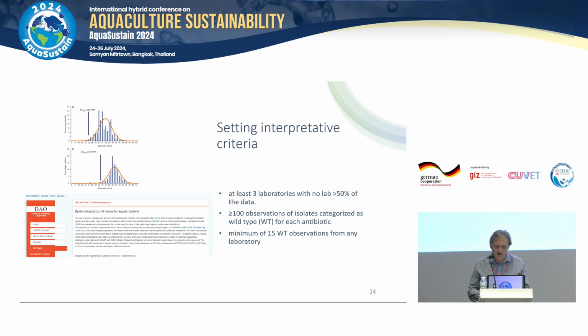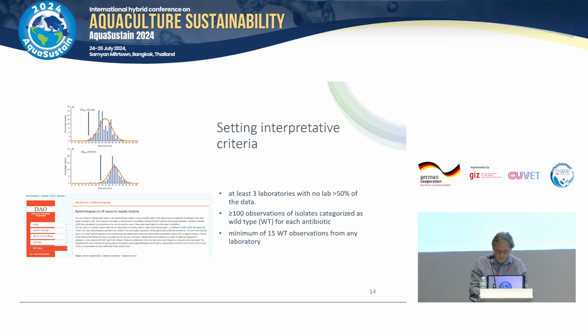Sorry, I've lost the slide. I did have a slide with a picture of a disc diffusion plate. Now, most of you have probably seen them. You'll see a little disc with antibiotic in it, and you'll have a zone of clearing around the disc. You measure that, and what you tend to find is that if an organism is less susceptible, that zone of clearing reduces.